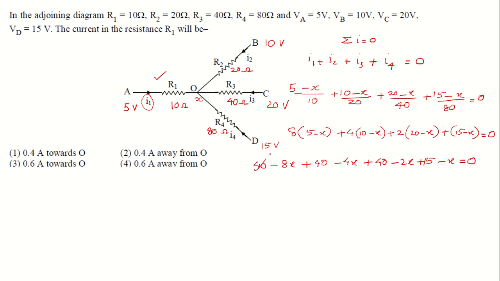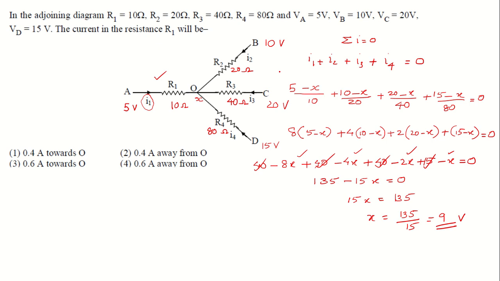Then we can just add 40 plus 40 as 80, plus 40 is 120, plus 15 is 135. So 135, then minus 8x minus 4x minus 2x minus x, so minus 15x. So that value equals 0. So we get the value for x, the potential at the center, through this concept. X is equal to 135 by 15. So we can just cancel to get 9 volt.